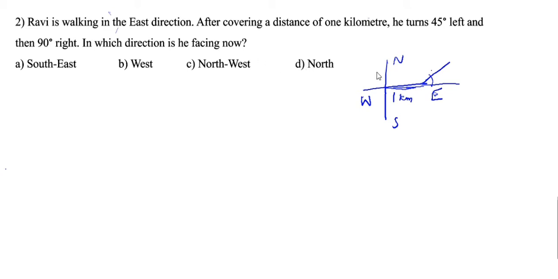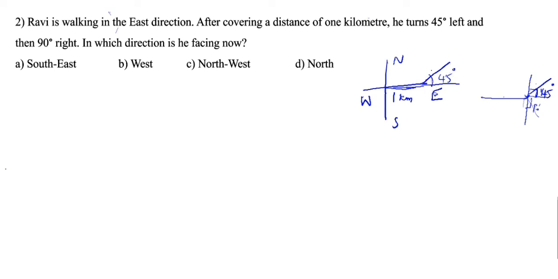45 degree left and then 90 degree right. In which direction is he facing now? You see, you draw this side. This is the left side. This is the right side. Left side is, this is 90 degree. This is 90 degree, right side. So right side means 45 degree comes here. Left side means 45 degree comes this side. This is the 45 degree. So in this case, this is the 45 degree left and then 90 degree right. And then 90 degree right means it comes this side.